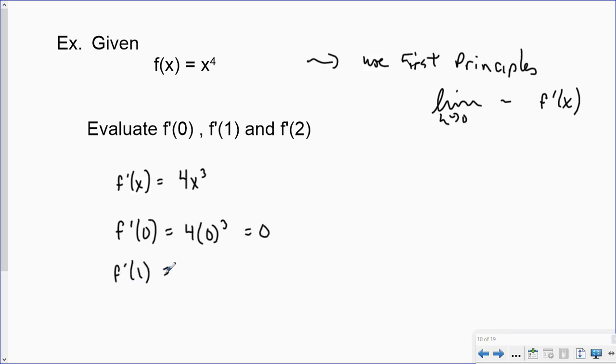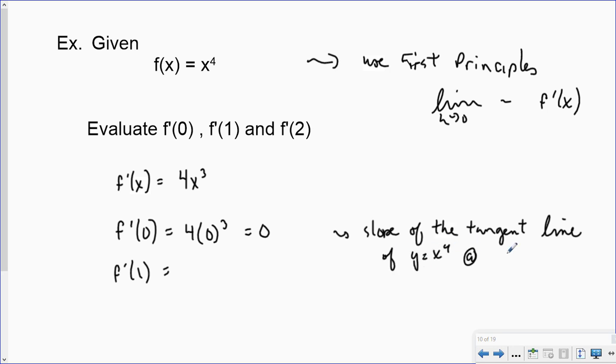The point of this little example is just to show you that not only can we find a derivative function, it actually has a value. Since it's a function, it actually has values at particular points. And this is the slope of the tangent line of my original function at the point x equals 0, at 1, and at 2. When x equals 2, I have the slope of my tangent line. It'd be 32, a pretty steep line here.